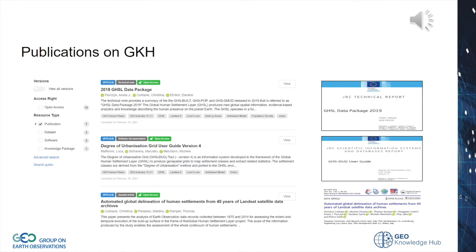The GHSL knowledge package also lists documents labeled based on the nature of the publication, including scientific publications that describe the science that underpins the datasets, technical notes that summarize the technical characteristics of the datasets, and software documentation required to operate the software tools mentioned earlier. This was a short introduction to accessing the GHSL knowledge package from the GEO Knowledge Hub and a short overview of the settlement layers and their use.